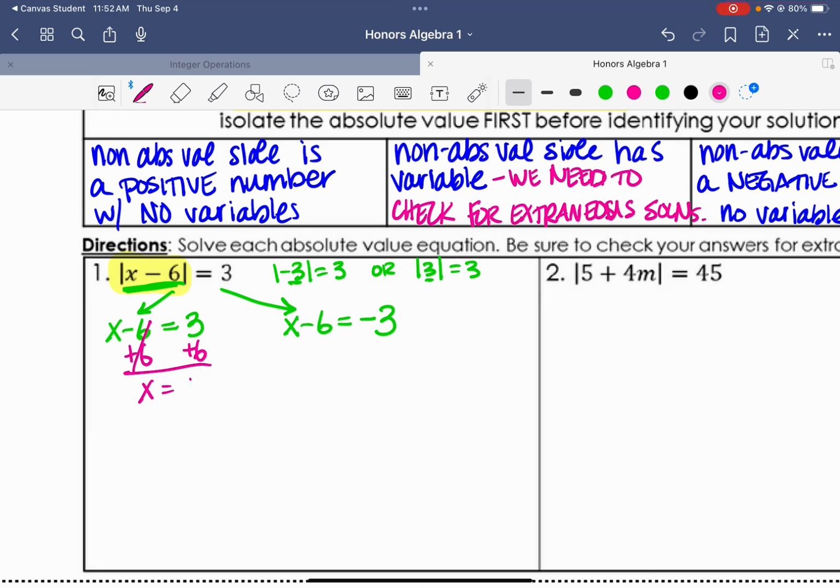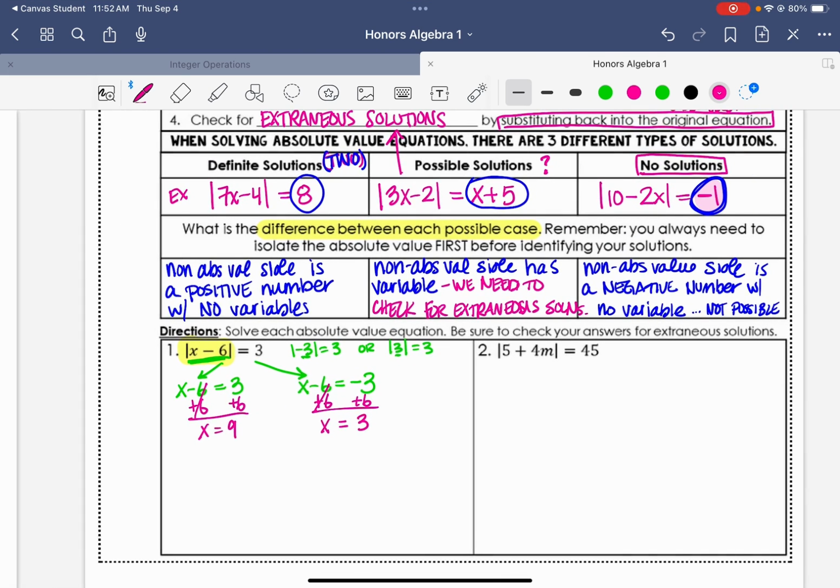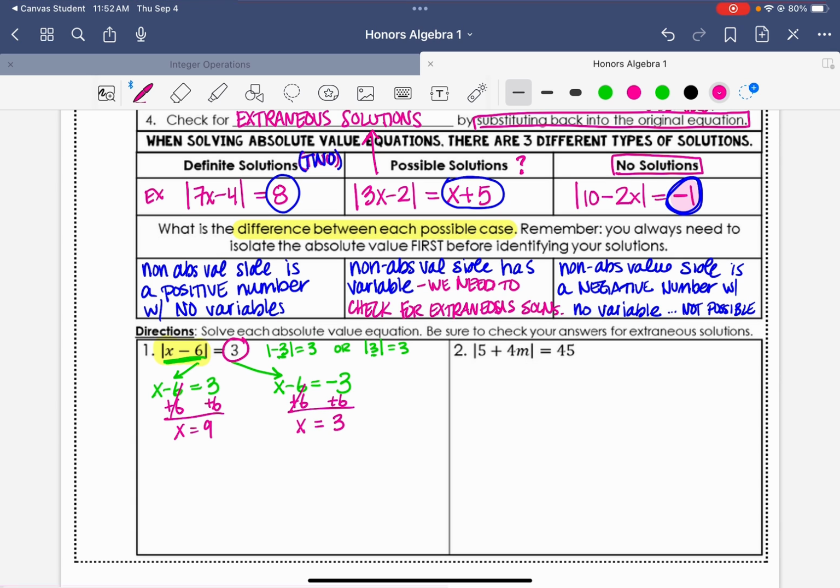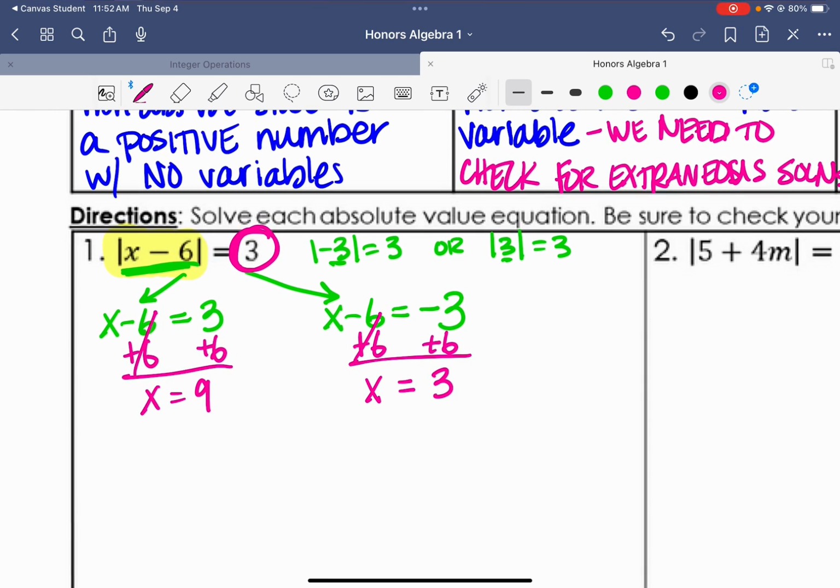So my first possible answer is x could be 9, or if I add 6 to both sides here, I could get x equals 3. I do not need to check these because there's no variable over here on the non-absolute value side. You could just say x equals 9, or x could also equal 3. But we're going to use set notation because it's actually a set of numbers. So we'll use these fancy curly braces: 9 and 3. So that's how we would write our answers.